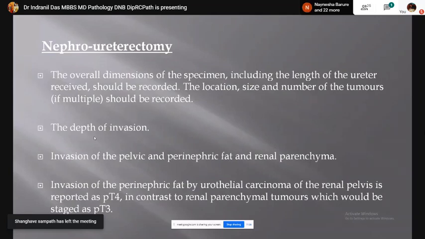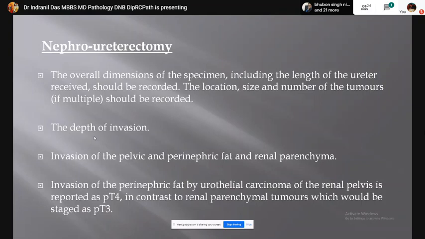In a nephroureterectomy specimen, the overall dimensions of the specimen, including the length of the ureter, should be recorded. The location, size, and number of tumors, whether it is a single or multifocal tumor, should also be recorded. If there is macroscopic invasion, the depth of invasion should be taken.